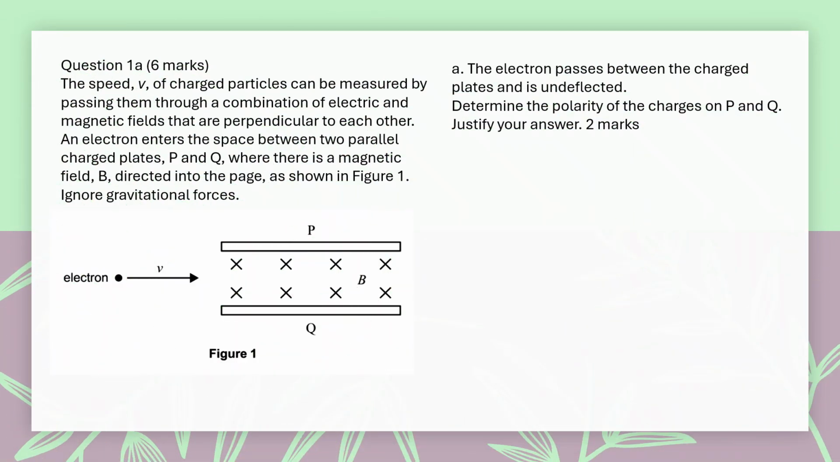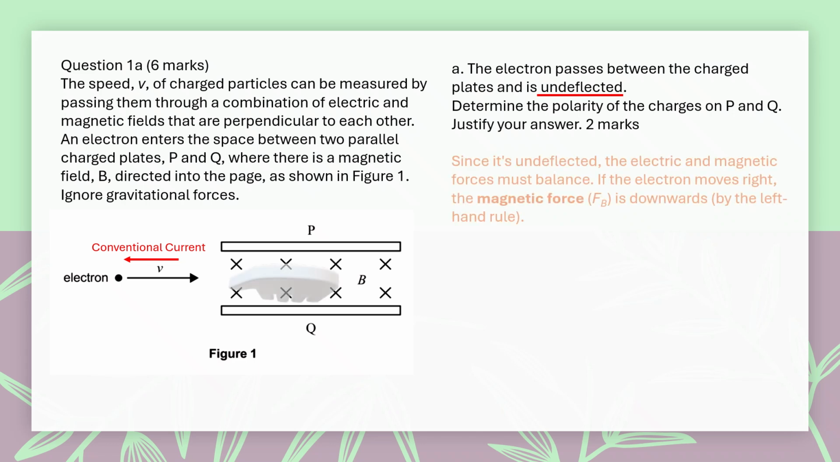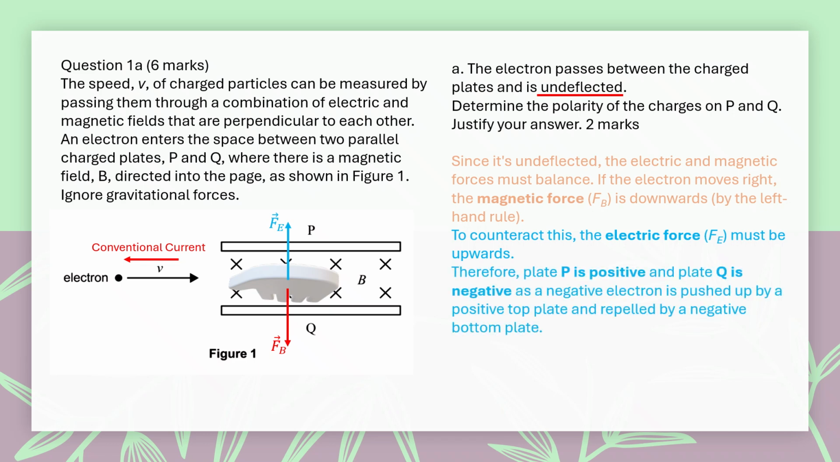An electron enters between parallel plates P and Q with a magnetic field into the page. Since it's undeflected, the electric and magnetic forces must balance. If the electron moves right, the magnetic force is downwards by the left-hand rule. To counteract this, the electric force must be upwards. Therefore, plate P is positive and plate Q is negative, as a negative electron is pushed up by a positive top plate and repelled by a negative bottom plate.